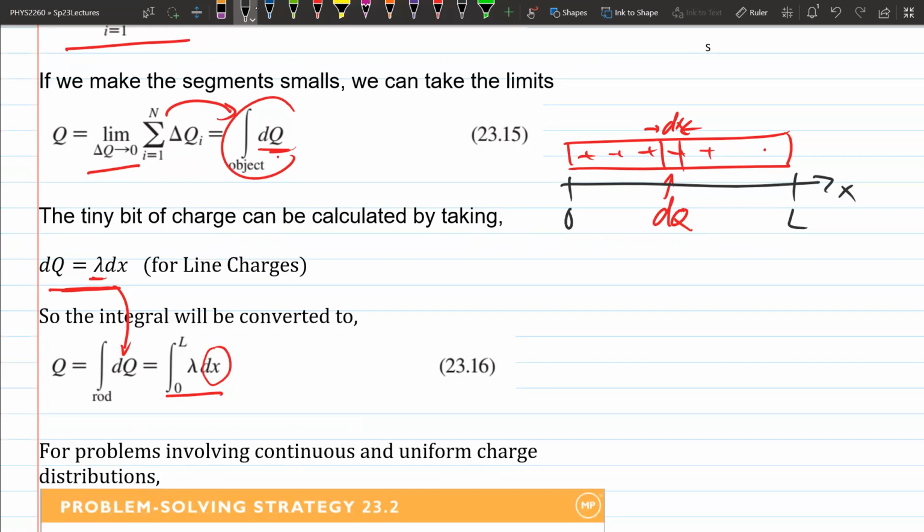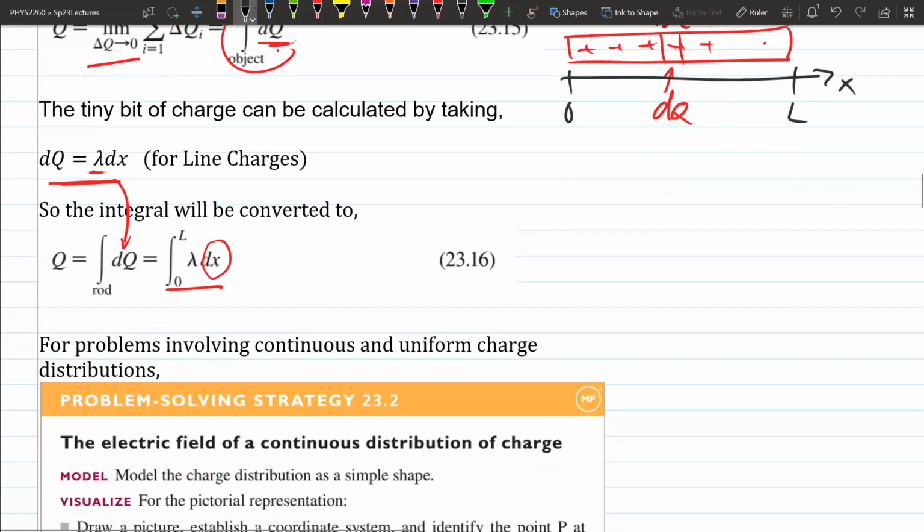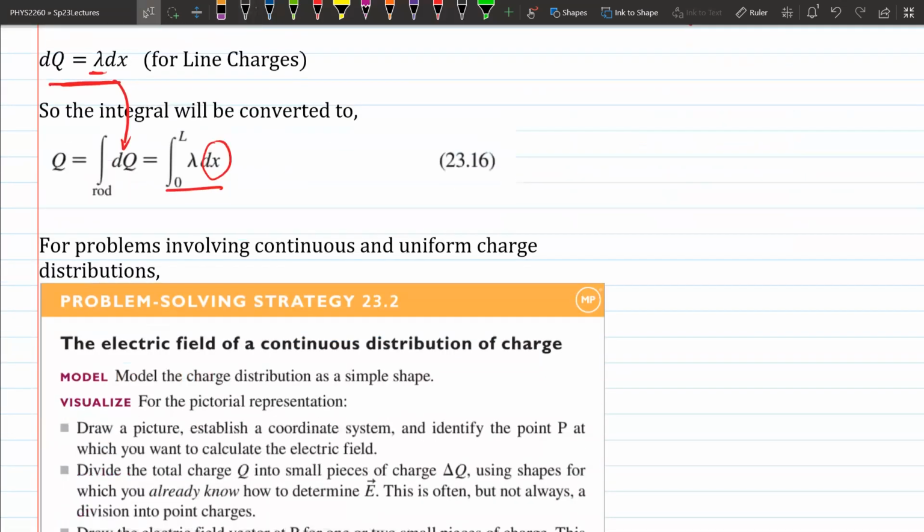So that's the transformation from doing a summation of 3 charges, 30 charges, 3 million charges, to now doing a summation with an infinite number of charges that are all distributed along this little stick. Infinite numbers of tiny charges. So infinite times a small number is actually a finite number. That's the wonky thing in calculus.